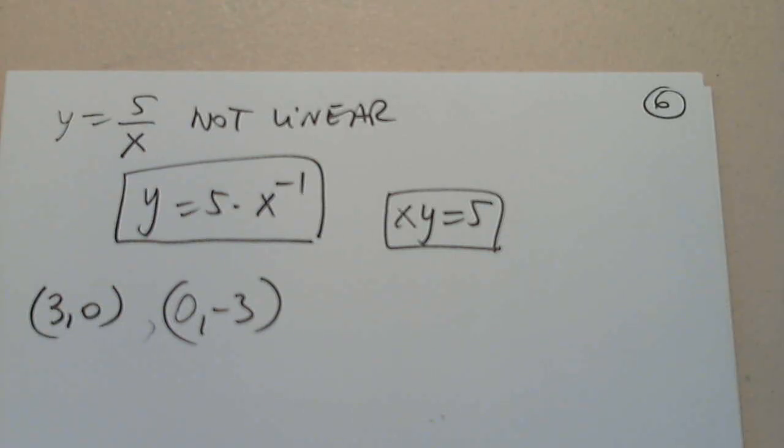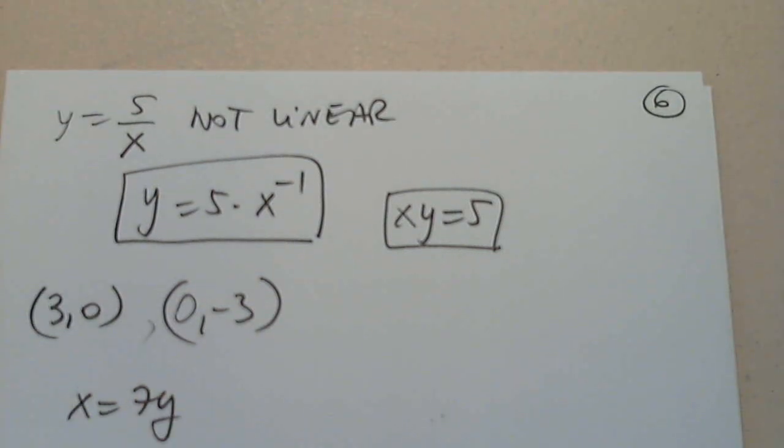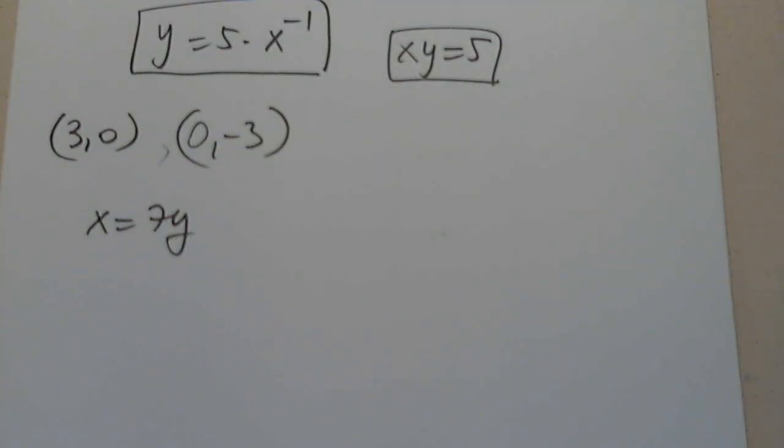Good. I would like us to find the intercepts for this equation. So x equals 7y. What did we say about such an equation? Such an equation must pass through the origin, x and y.